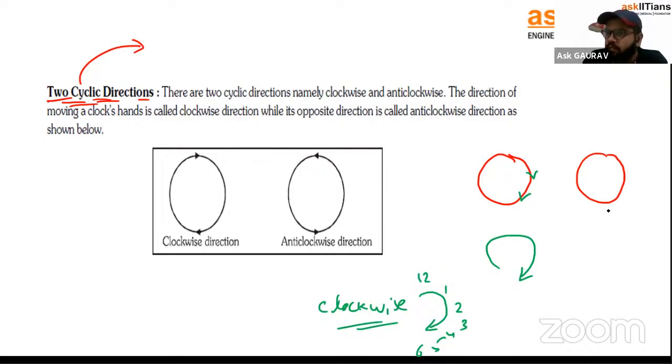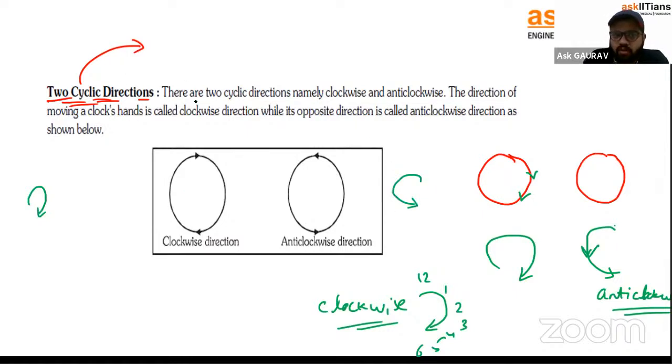What is anti-clockwise? Opposite to it, if you're moving this way, this is anti-clockwise, which is basically the reverse of the clockwise direction. So the two cyclic directions, namely clockwise and anti-clockwise: the direction of moving clock hands is called the clockwise direction, while its opposite direction is called anti-clockwise.